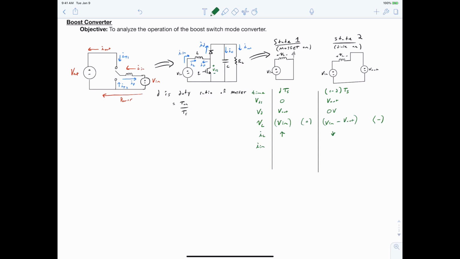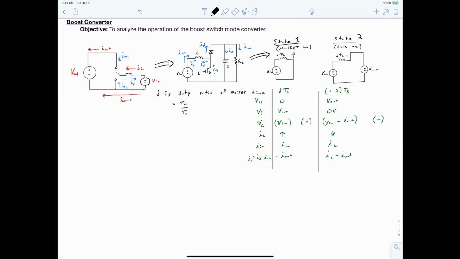In all states, our input current is equal to our inductor current. This is a difference from the buck converter. And our capacitor current, which is equal to our diode current minus I out, is going to simply be equal to minus I out in state 1, but the inductor current minus I out in state 2.